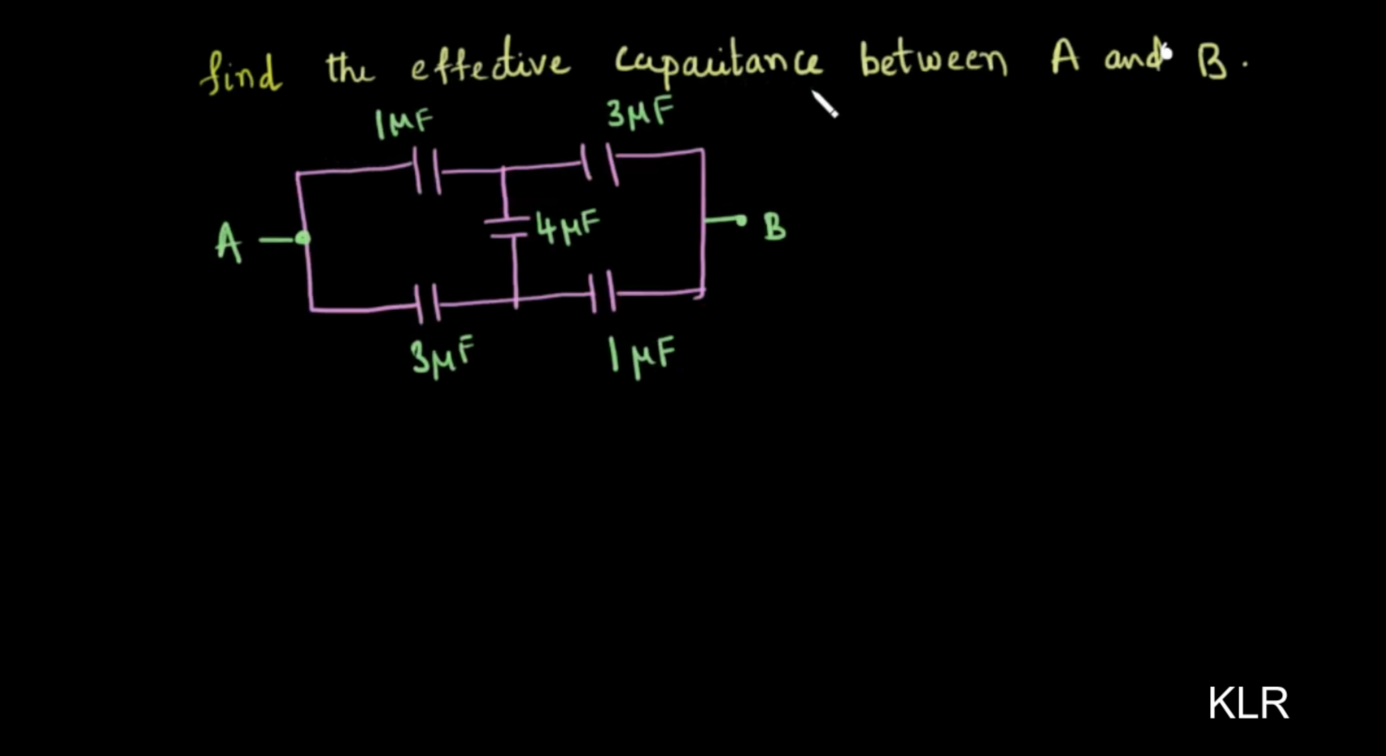Find the effective capacitance between A and B. 1 microfarad, 3 microfarad, 4, 3 microfarad and 1 microfarad.